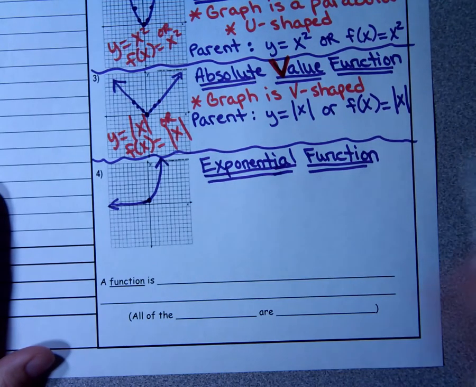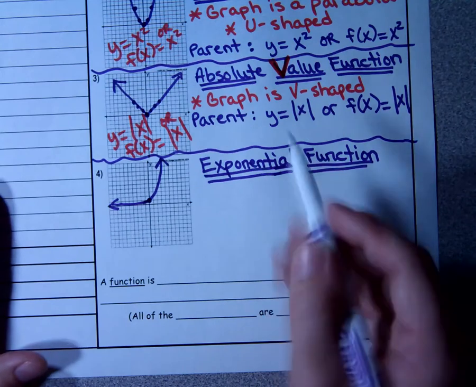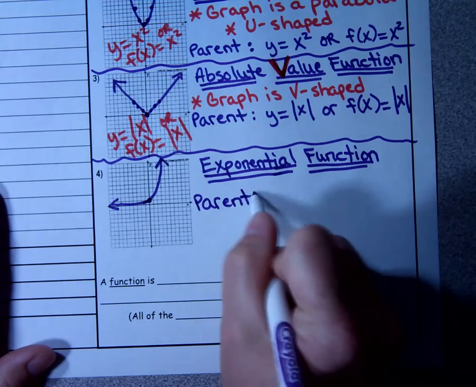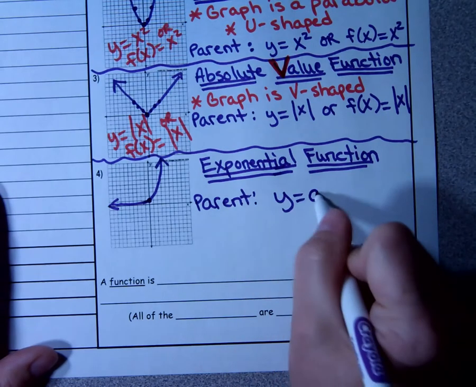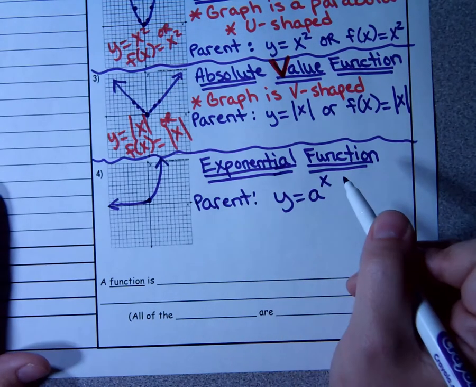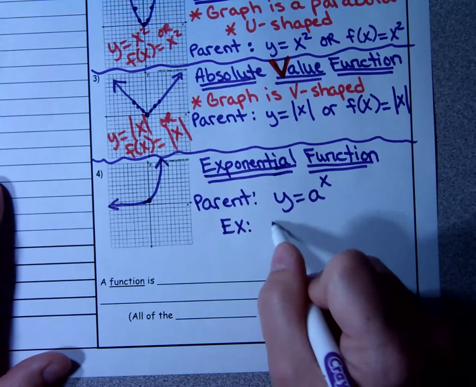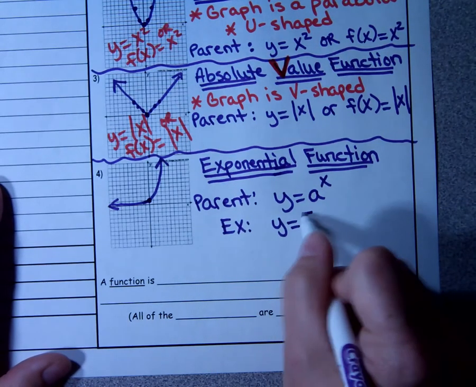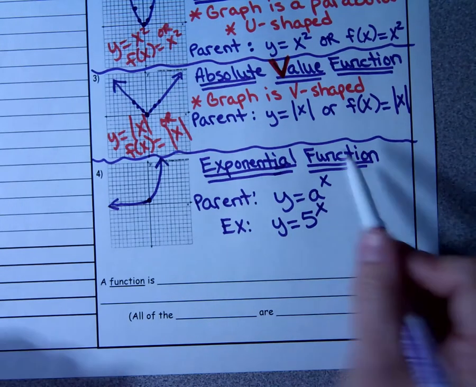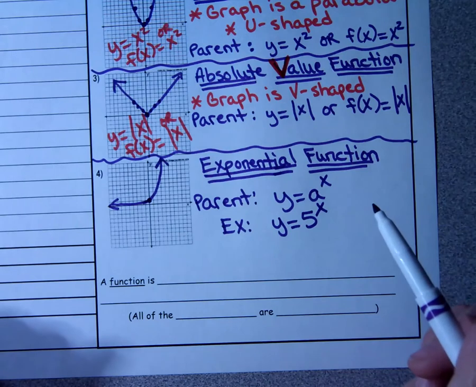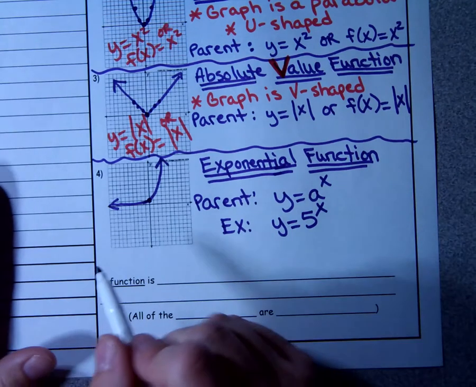Okay, let's talk about the equation for this. And our parent equation is y equals a to the x. So just to show you an example of what it might look like, you might see something like y equals 5 to the x. And this is something that we're going to talk much more about later in the year. So let's just look at these.